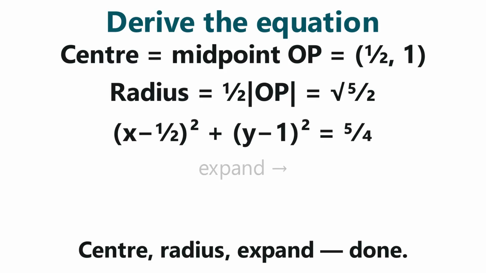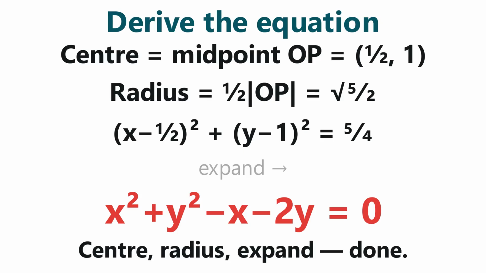We can work out this distance using the distance formula, which turns out to be √5/2. Expanding the circle equation and simplifying, we find x² + y² − x − 2y = 0. That's the equation of the locus.